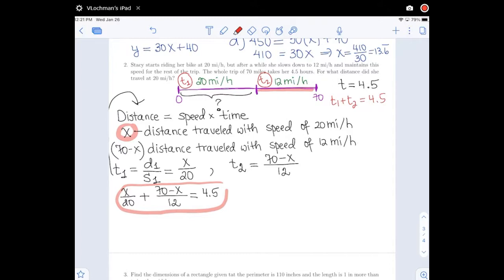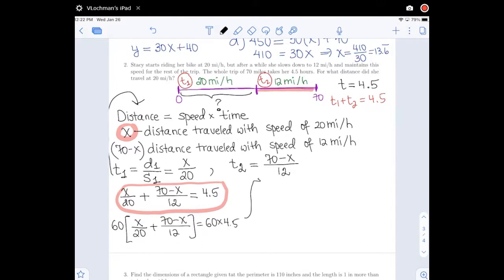least common multiple, right? So this would be what? Let's see. 12 doesn't go into 20. 12 doesn't go into 40, and Jeremy says 60. Yes, so we're going to multiply each side by 60 to clear our fractions. And then 60 on the right.